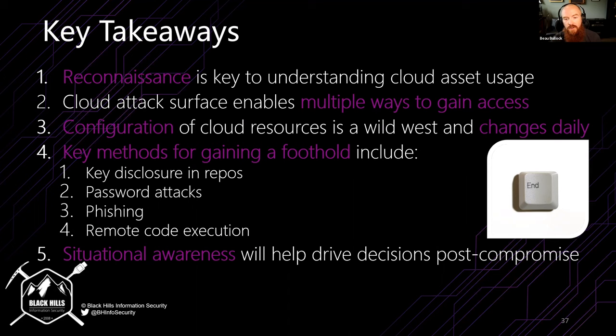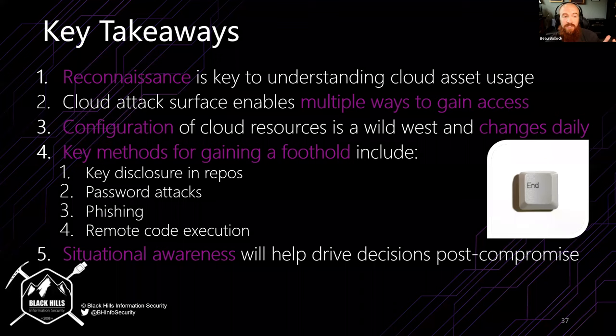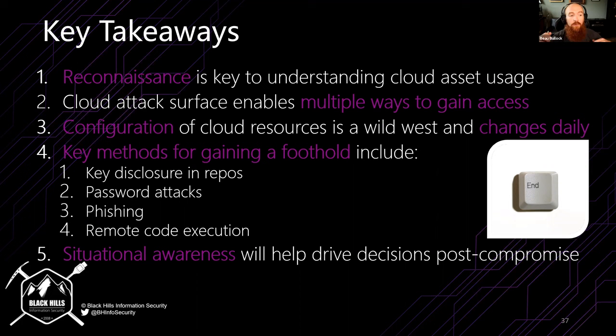And then key methods for gaining a foothold for us as attackers tend to be key disclosure and repos. So think credentials and code that gets posted publicly to things like GitHub, password attacks like password spraying, and phishing of credentials from users, which is still a big one. And then remote code execution of resources. Oftentimes web applications still tend to have vulnerabilities that allow things like command injection, so that can be a good way for attackers to get in as well. And then after the fact, situational awareness. A lot of those commands that I listed in the Cloud Pentest cheat sheets are things I'm going to run after getting access. So that's it for me.